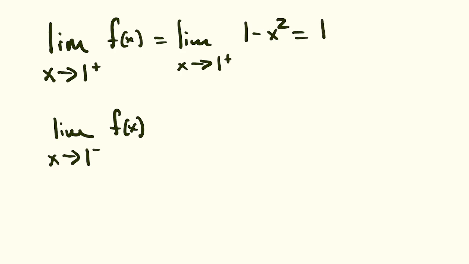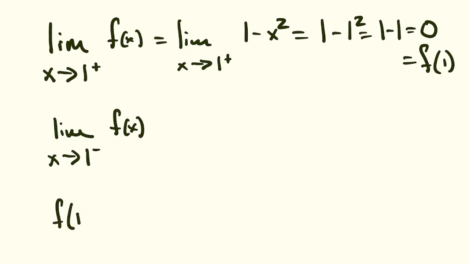We can punch in 1 here. So this is going to be 1 minus 1, which is 0. And in particular, this is going to be equal to f of 1. I'm just going to tuck that in there, because we know that when we punch 1 into it, we are definitely looking at 1 minus x squared because of the less than or equal to bit there.